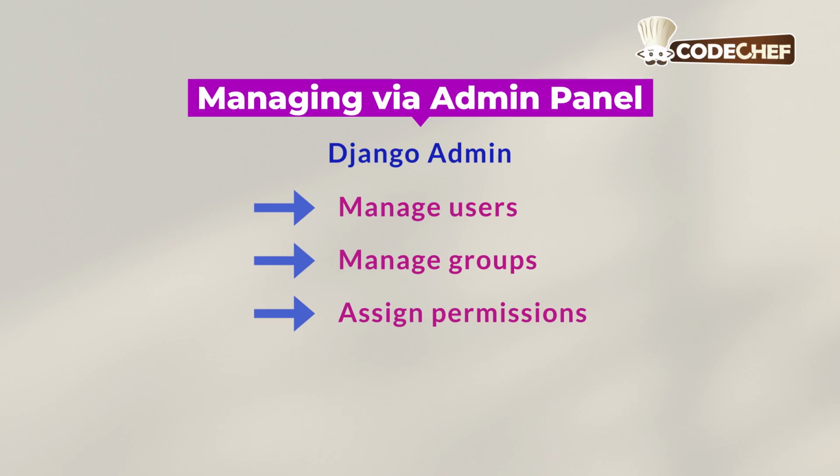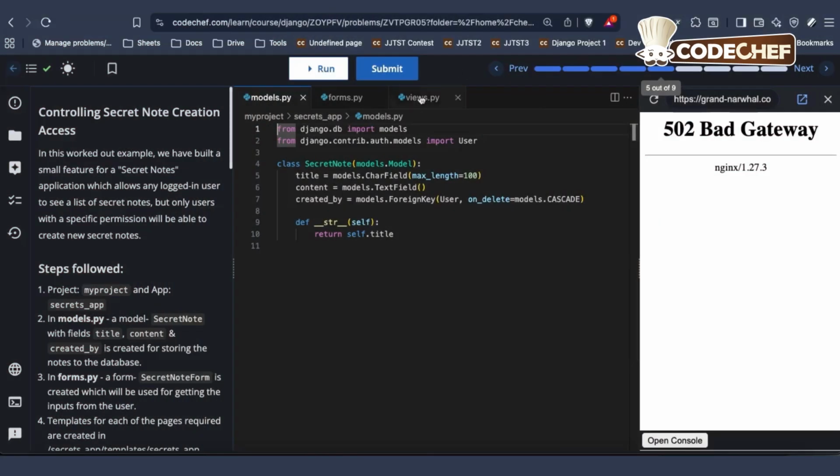Now let's head over to the CodeChef platform and take an example and see how managing permission works in Django. So here I am on the CodeChef platform and we have a worked out example called controlling secret note creation access. Now here in this application that we are creating, any logged in user can view secret notes, and only users with specific permissions can create new secret notes.